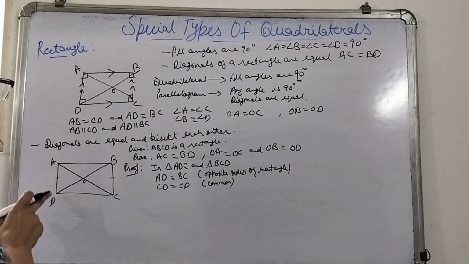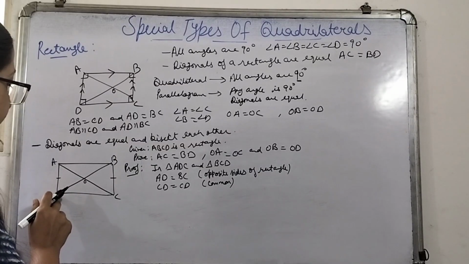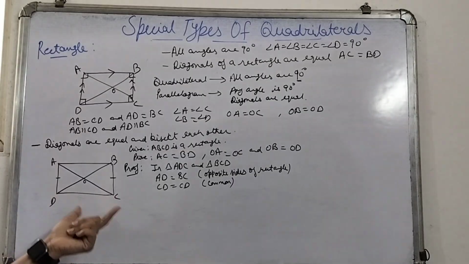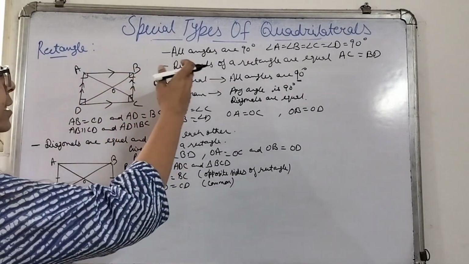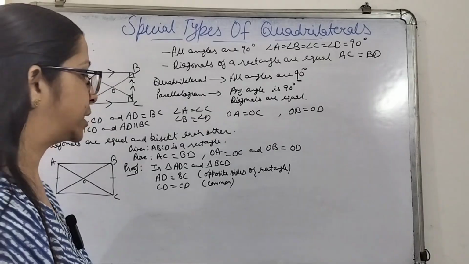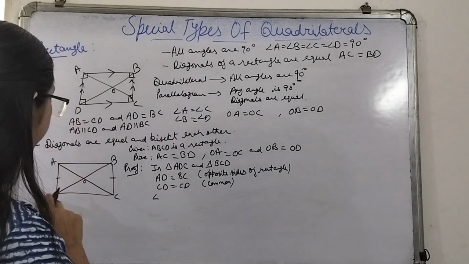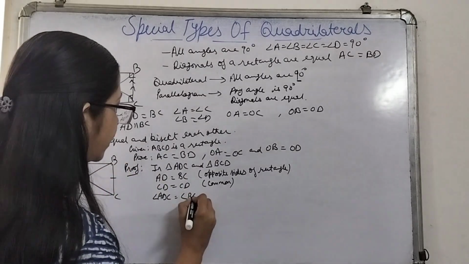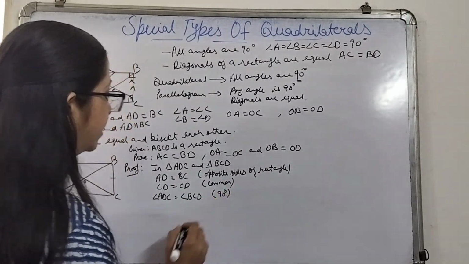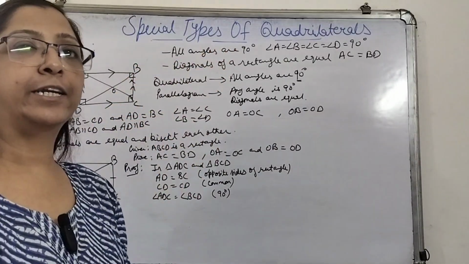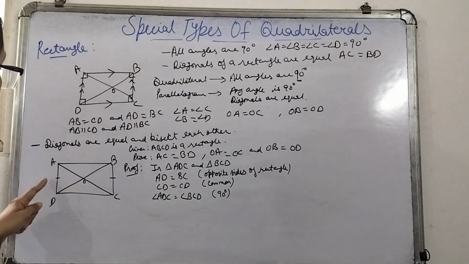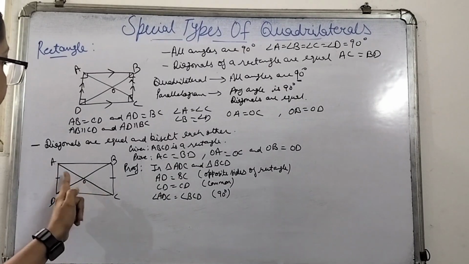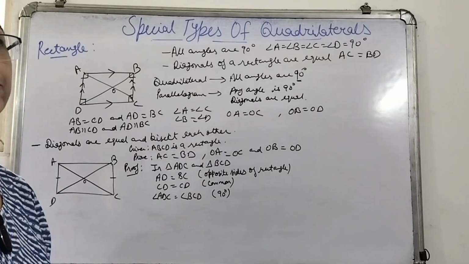Now, angle ADC, that means angle D, is equal to angle BCD, because both of them are 90 degrees. Just now we said that in a rectangle all four angles are 90 degrees. So angle ADC is equal to angle BCD, both 90 degrees. Now we can conclude by the SAS congruency rule that both the triangles are congruent.